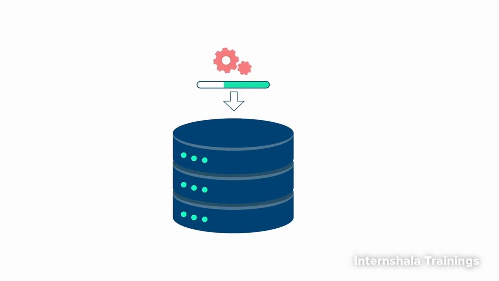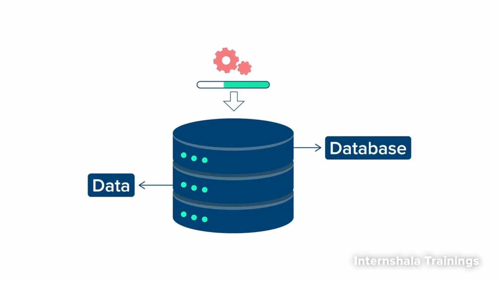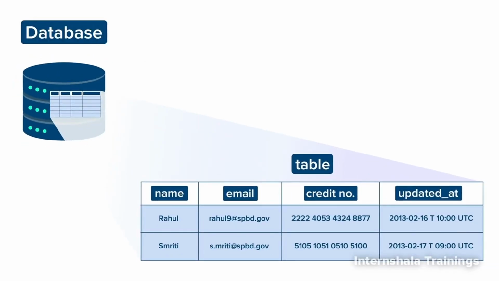In the previous topic, we learned that the data is stored in a database. Now, this data is always stored in the form of a table. A table is nothing but an arrangement of data in rows and columns.